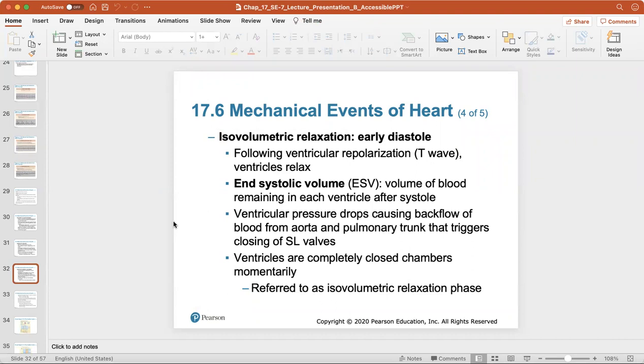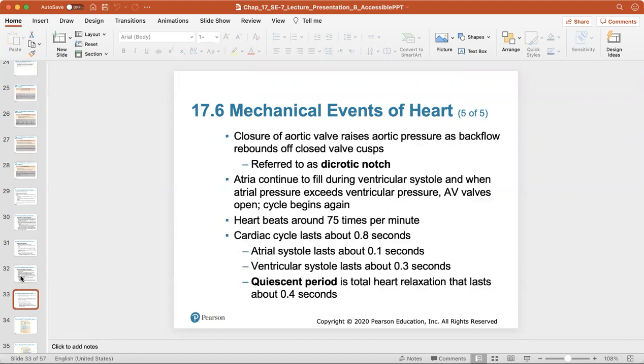Isovolumetric relaxation phase. This follows ventricular repolarization. The end systolic volume is the volume of blood remaining in each ventricle after systole. Ventricular pressure drops, causing backflow of blood from the aorta and pulmonary trunk that triggers closing of semilunar valves. The ventricles are completely closed chambers momentarily, and this is referred to as the isovolumetric relaxation phase. The closure of aortic valves raises the aortic pressure as backflow rebounds, and this is referred to as the dicrotic notch.